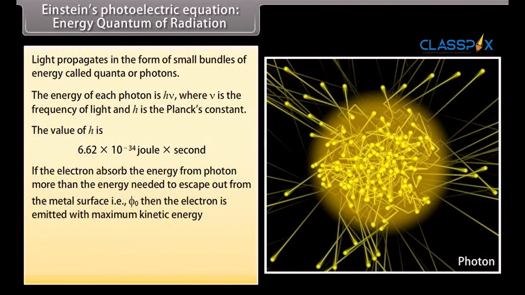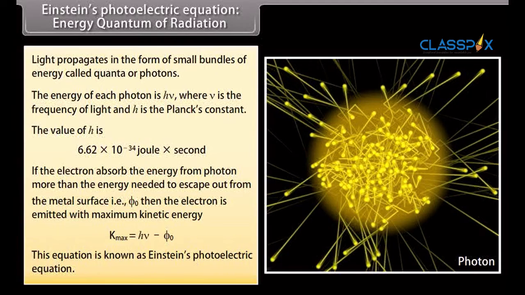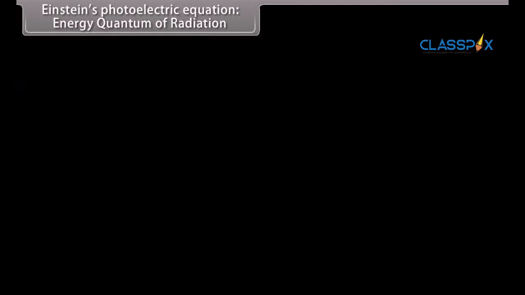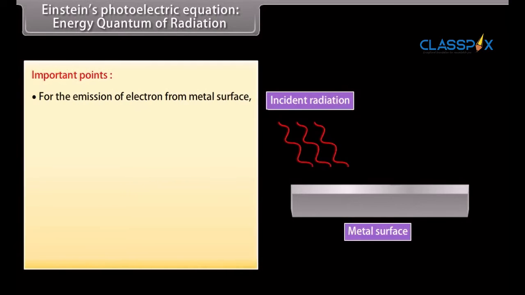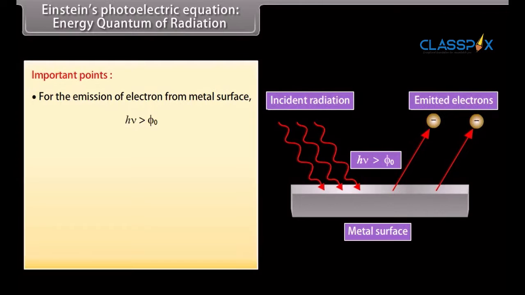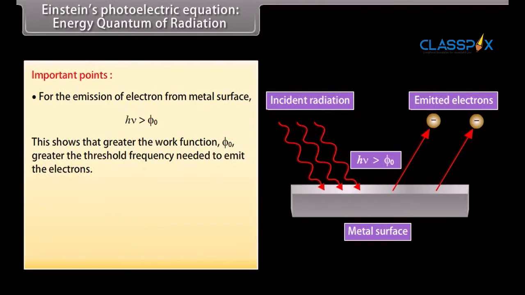If the electron absorbs energy from a photon more than the energy needed to escape from the metal surface, that is φ0, then the electron is emitted with maximum kinetic energy Kmax, which is equal to hν minus φ0. This equation is known as Einstein's photoelectric equation. Important points. For the emission of an electron from the metal surface, hν is greater than φ0. This shows that the greater the work function φ0, the greater the threshold frequency needed to emit the electron.